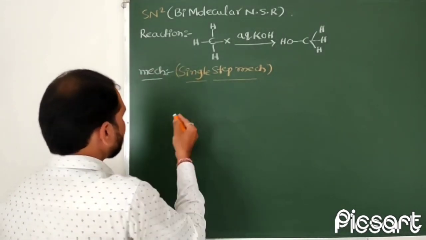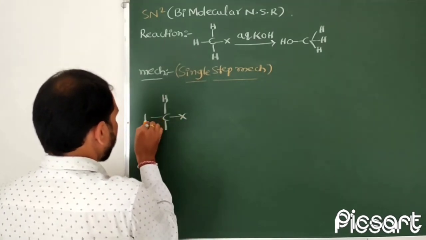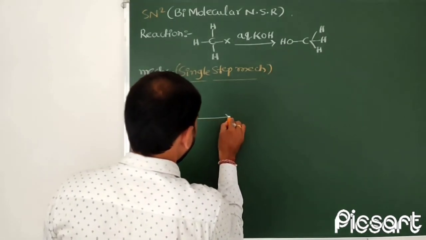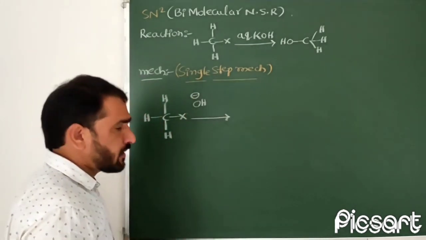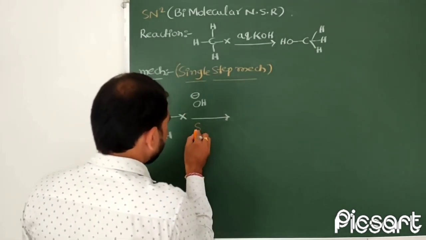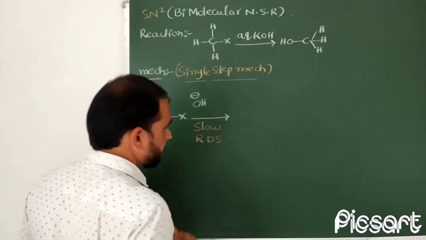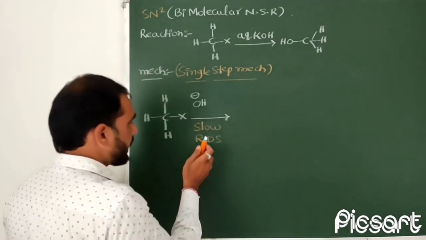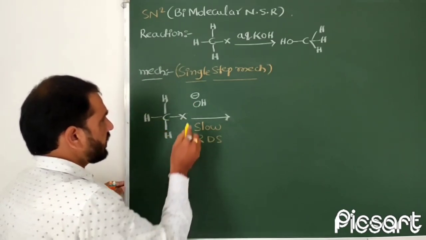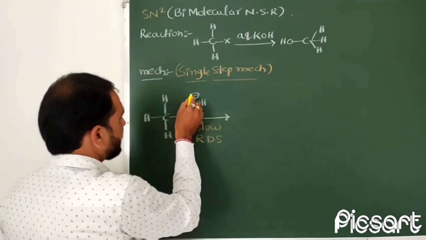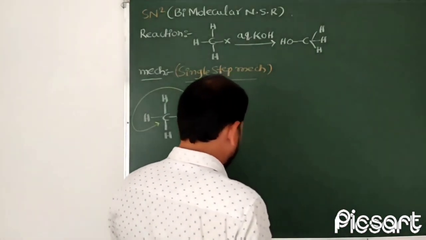So here, this alkyl halide in the first step reacts with the nucleophile. This is the slower step, which is also considered the rate determining step. In the slower step, the nucleophile attacks the carbon present in the reactant from the backside of the leaving group. Then it results in a transition state.